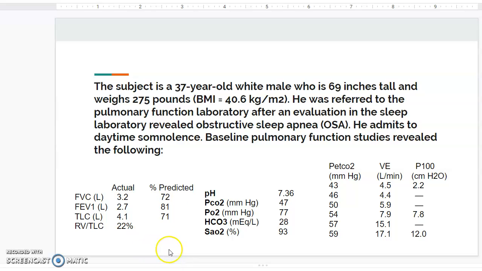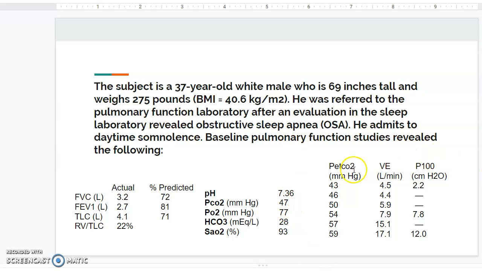Okay, now let's take a look at our blood gases. What's going on here? What information can we gather? His pH is 7.36, that's normal. CO2 is 47, that's normal. PO2 is 77, that's a little on the mild hypoxia side. Bicarb is 28, that's on the high side of normal. And then our SaO2 is 93%.